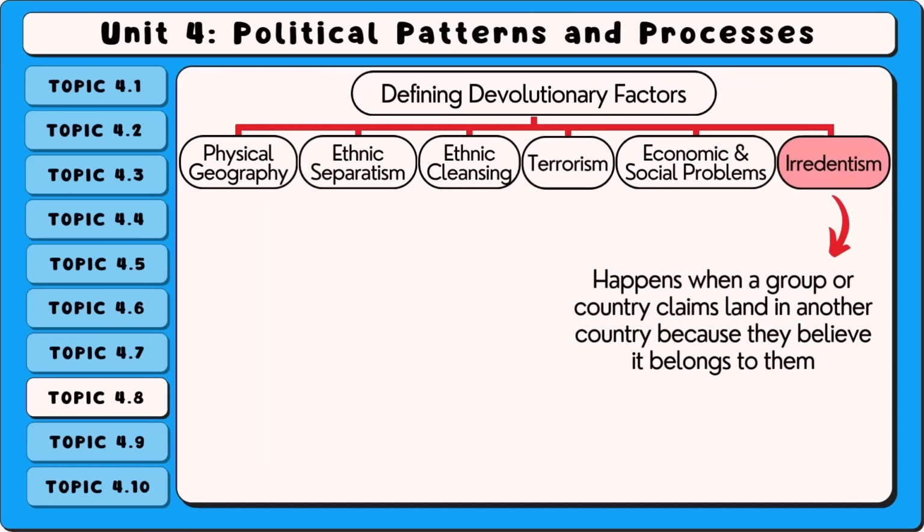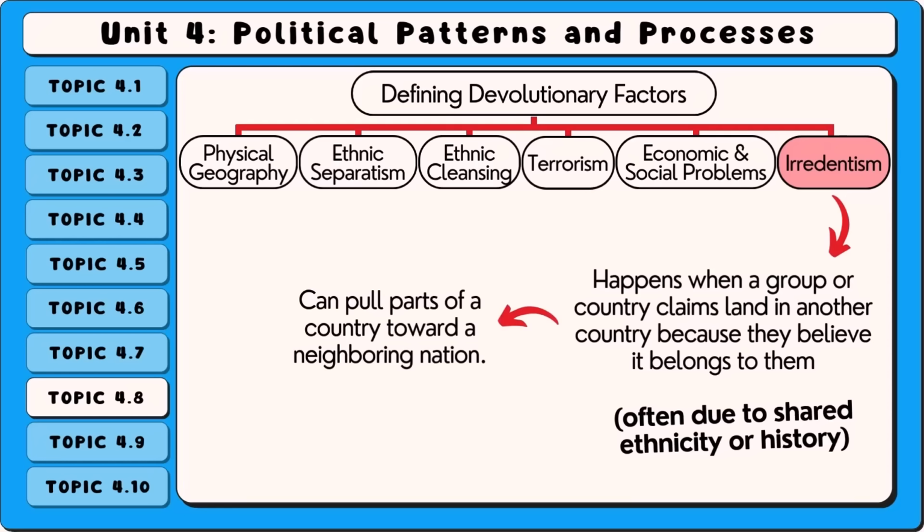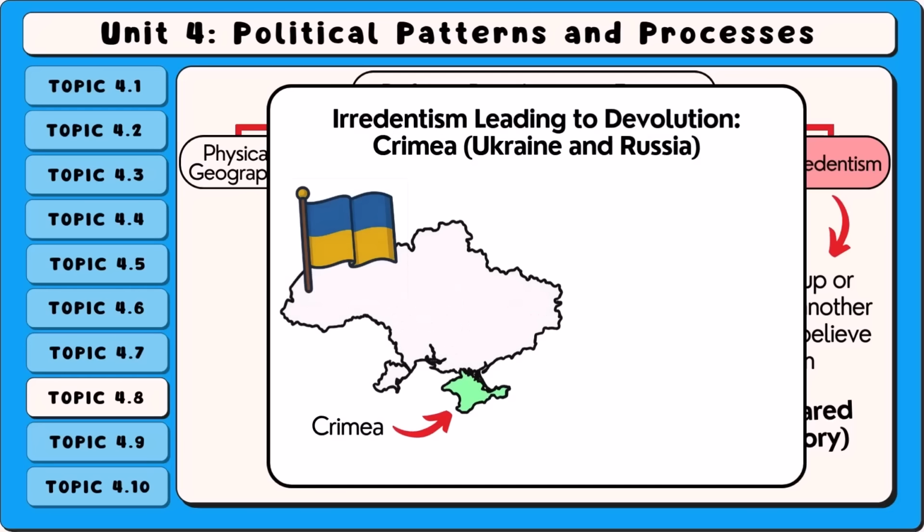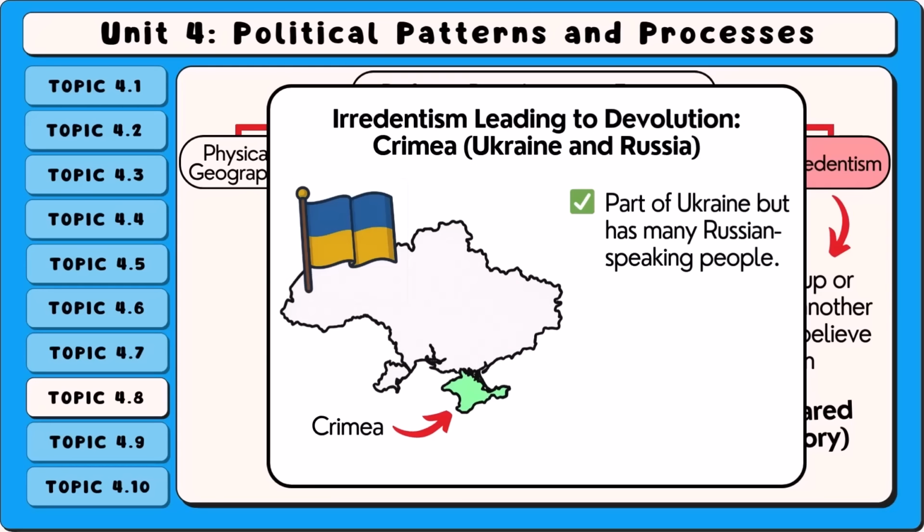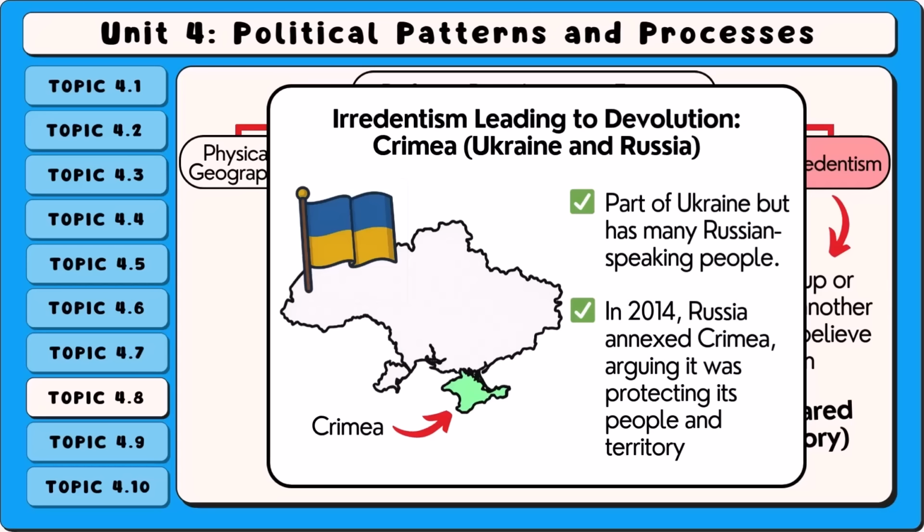Irredentism happens when a group or country claims land in another country because they believe it belongs to them, often due to shared ethnicity or history. This can pull parts of a country toward a neighboring nation, weakening national unity. A famous example is Russia's claim to Crimea, which was part of Ukraine but has many Russian-speaking people. In 2014, Russia annexed Crimea, arguing it was protecting its people and territory. This led to ongoing conflict and shows how irredentism can break apart existing states.